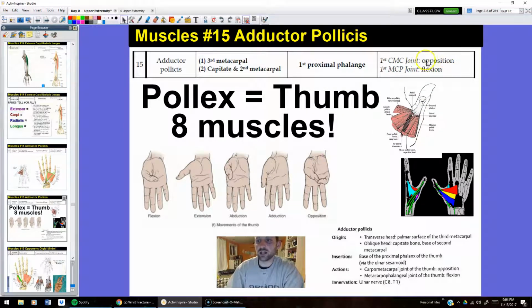I think it's a little bit unclear whether it does opposition or adduction. But adduction is bringing the thumb back, which is a lot like opposition. So it really does kind of a crossover of those two. So opposition, adduction. It's named the adductor pollicis, so it also adducts.